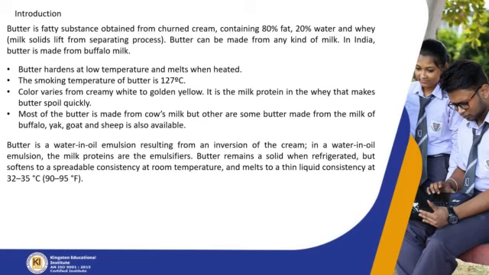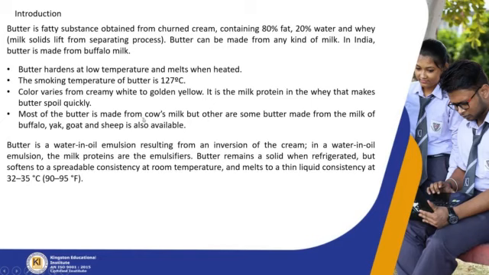Introduction. Butter is a fatty substance obtained from churning cream, containing 80% fat and 20% water. It is a milk solid left from the separation process. Butter hardens at low temperature and melts when the temperature rises. The smoking temperature of butter is 127 Celsius. The color must be cream white to golden yellow.